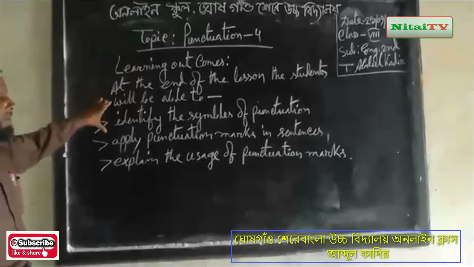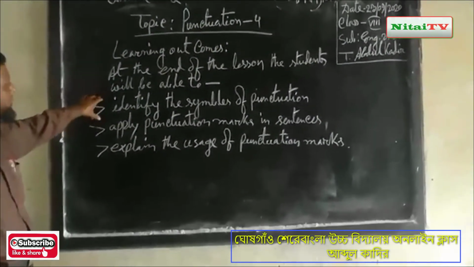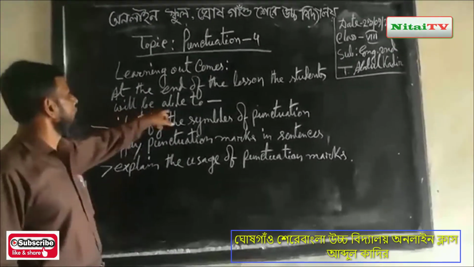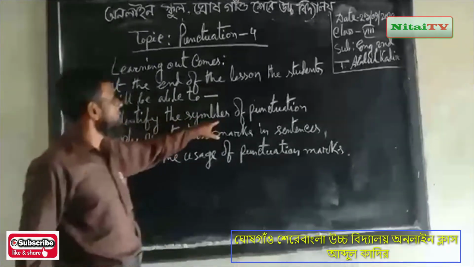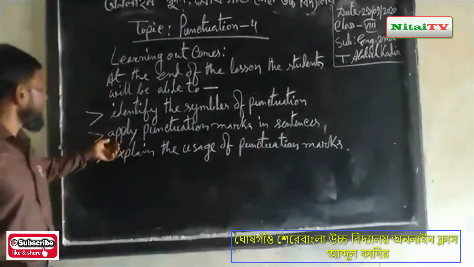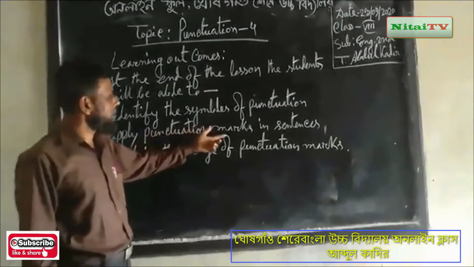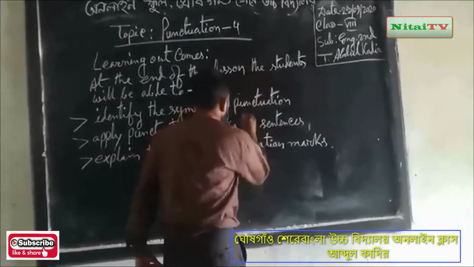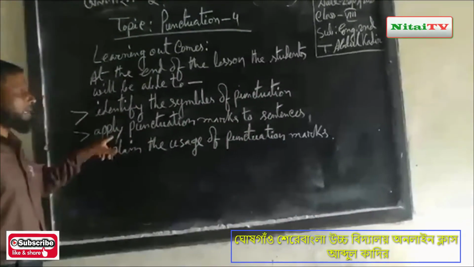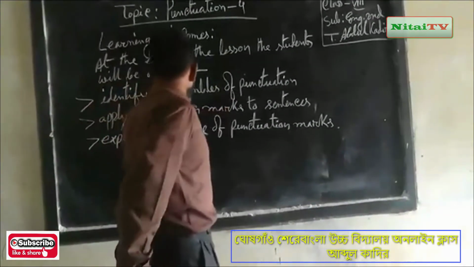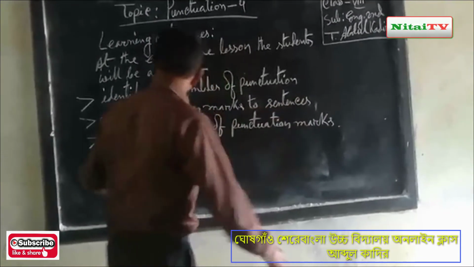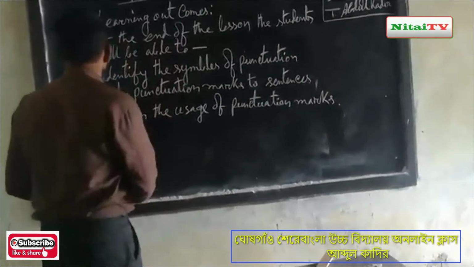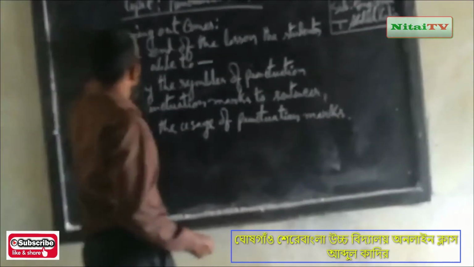Again, I read out the learning outcomes. At the end of the lesson, the students will be able to identify the symbols of punctuation. Next, apply punctuation marks to sentences. But it will be "to", because the appropriate preposition for apply is "to". Then explain the uses of punctuation marks. Now come to the point.